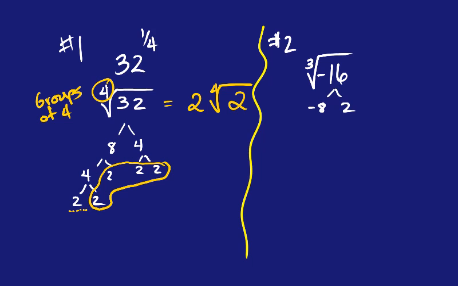And if you think about it, negative 8 will actually break up into negative 2 times negative 2 times negative 2. And so you'll actually have 3 negative 2's that will make your group of 3. And so you'll have a group of 3 negative 2's. So that will go on the outside. And the positive 2 will remain on the inside. So the neat thing about cube roots is you can actually cube root a negative.